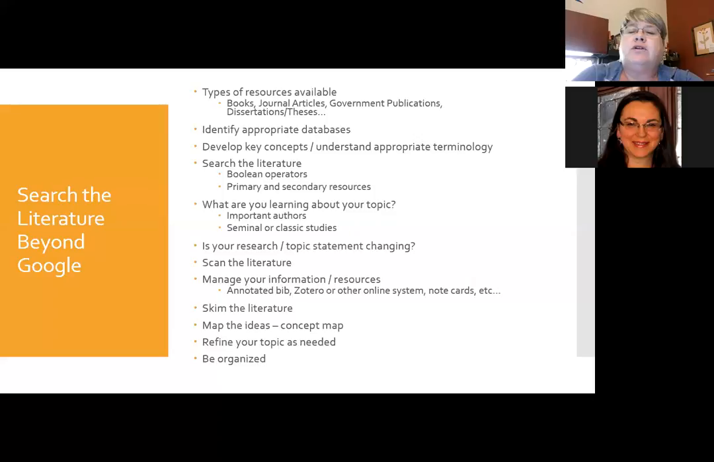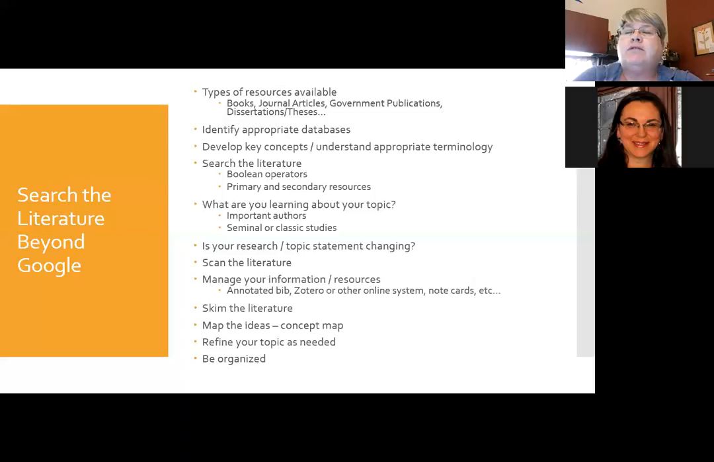You'll want to search the literature. I've got Boolean operators here, and then primary and secondary resources. Using what we call Boolean operators, the concepts of "and" and "or", you'll want to do a search to look for things. When you put "or" between terms, you're broadening your search, because you're looking for words that mean pretty much the same thing, or are synonymous. Every time you add "and" with another term, you are narrowing your search. There's lots of information and videos out there about how to use "and" and "or" in searching for information.